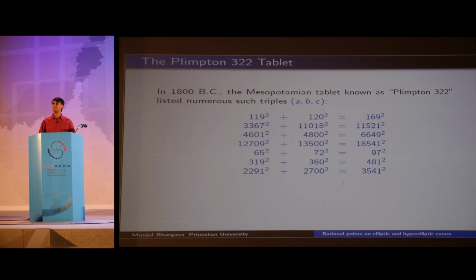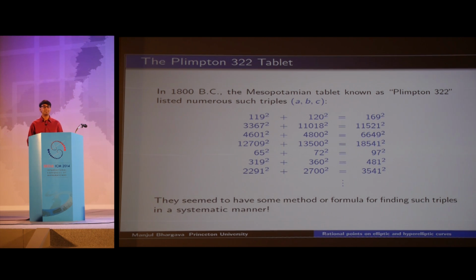As you can see, some of these solutions were pretty big. Many were up to 5 digits for a, b, and c. And it's hard to come up with such solutions randomly. They seem to have some systematic method of finding such solutions. That central one there is pretty impressive, I think.